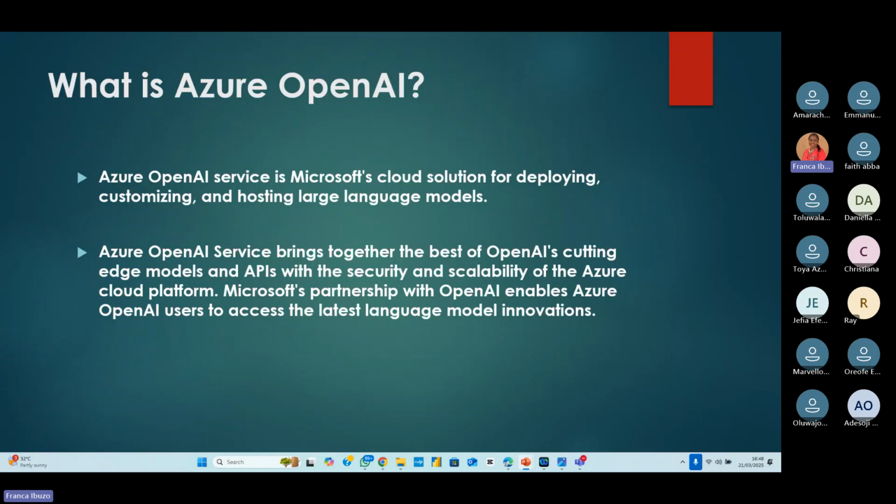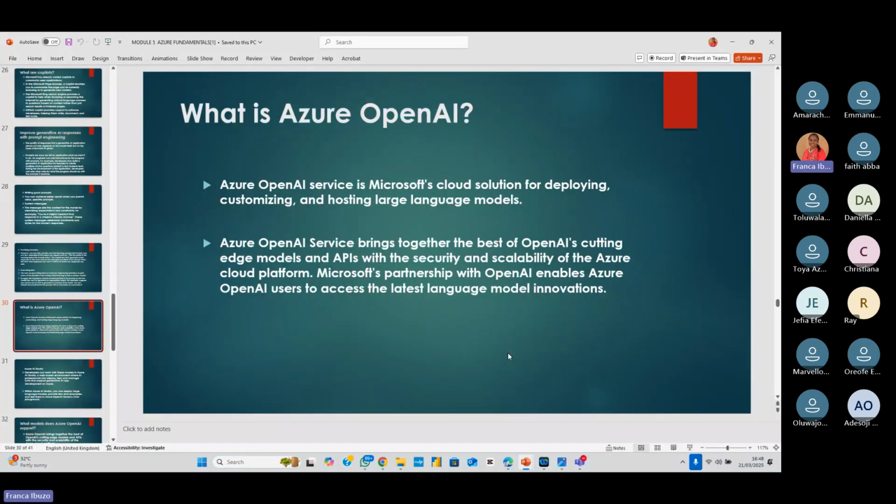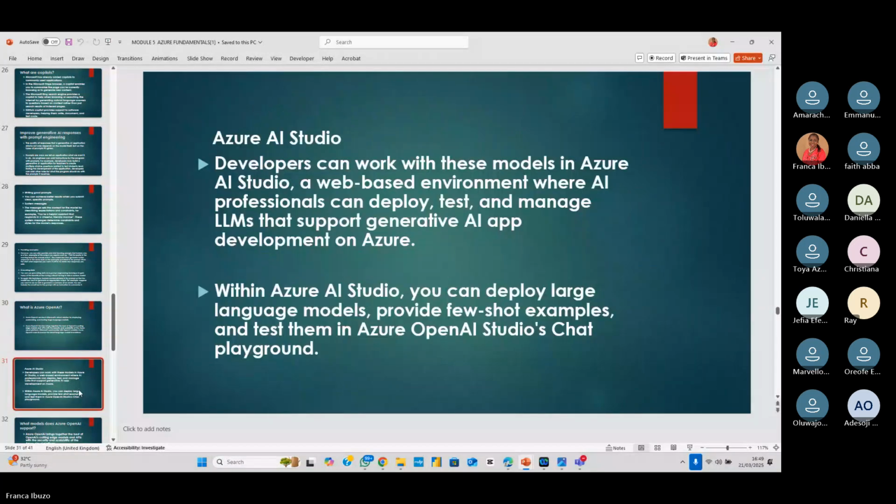We all know Azure. When we discussed cloud computing before, please take note of how it's pronounced. Some people pronounce it incorrectly. The R is silent. So it's pronounced Azure. Azure OpenAI.